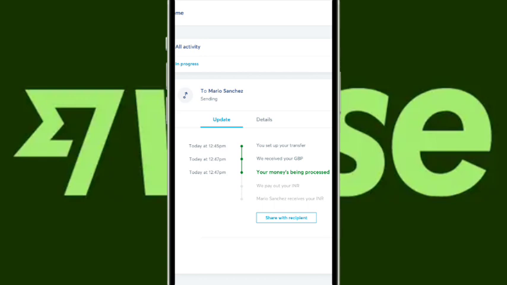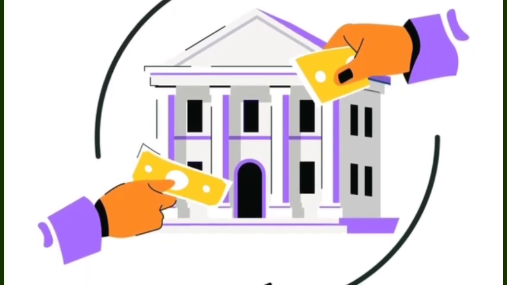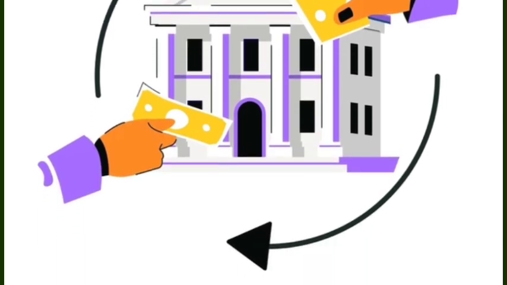When you look at your progress bar layout, your transfer will be locked into one of four critical network milestones. Here is what they actually mean. Your money's being processed. This means Wise's back-end database has registered your request, but they are still waiting for your local bank to clear the funds over to Wise's local storage pool.